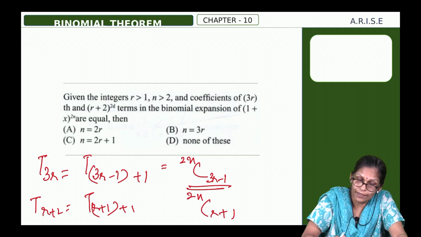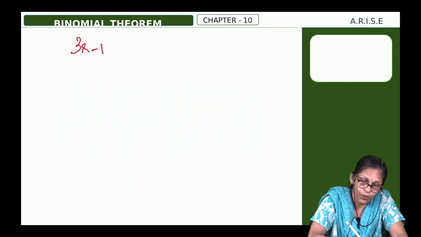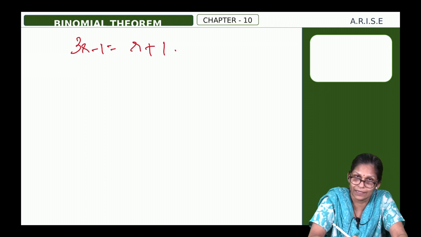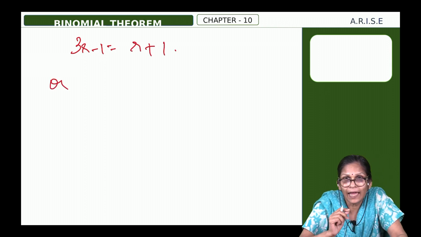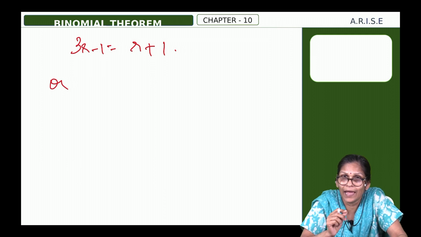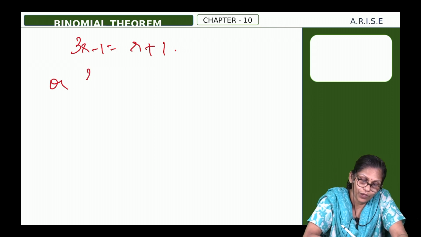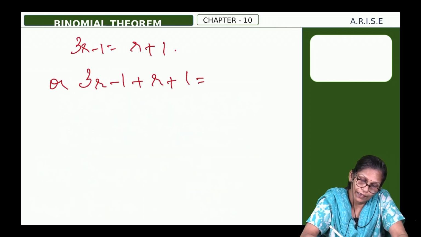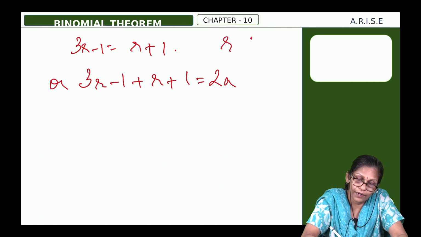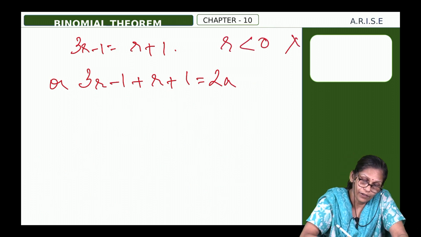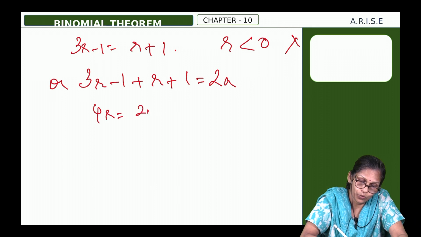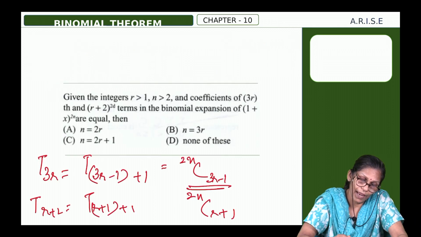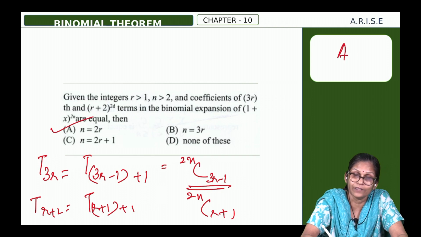The two possible cases are 3r − 1 is equal to r + 1, that is one way, or when will nCr be equal to nCp? When r + p is n. Same way you can also have 3r − 1 plus r + 1 should be 2n. So, in the first case r is negative, which is not possible. Here you have 4r is 2n. So, n is equal to 2r. Option A is your answer.